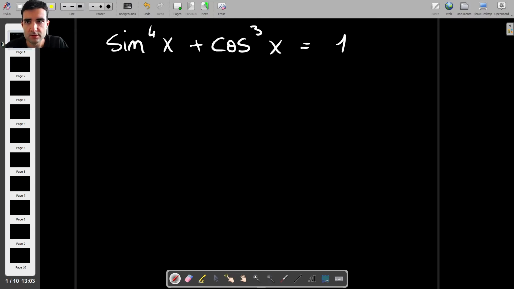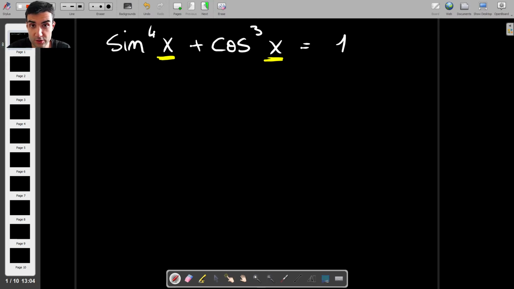First of all, the good thing is that the argument is the same in both cases. Okay, so we have x, we don't have sine of x and cosine of 2x or anything like that. So the arguments are the same in both terms, but we have two different functions. The first one is a sine and the second one is a cosine. So let's maybe try to convert one into the other.